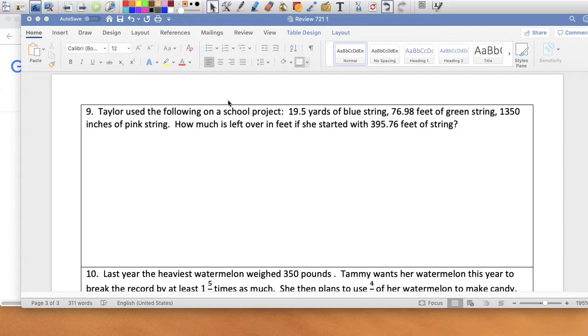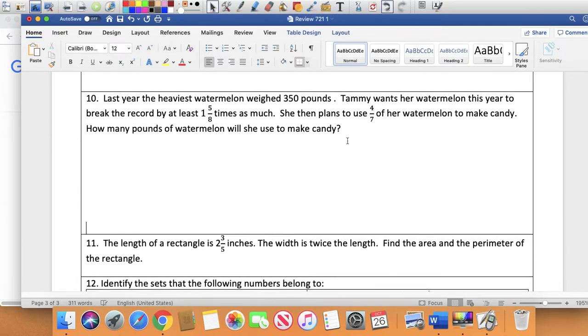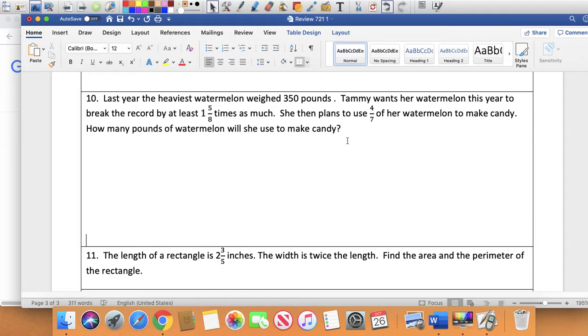Time for the bonus word. Okay, this is that watermelon question.